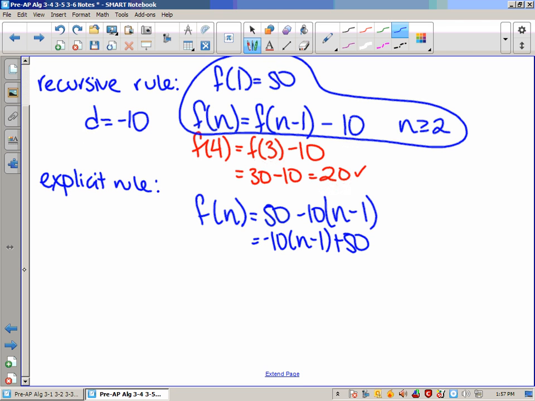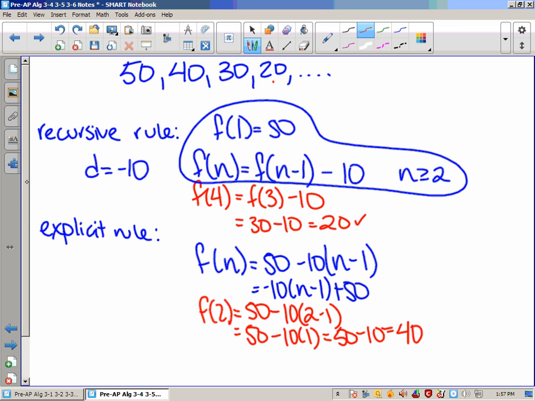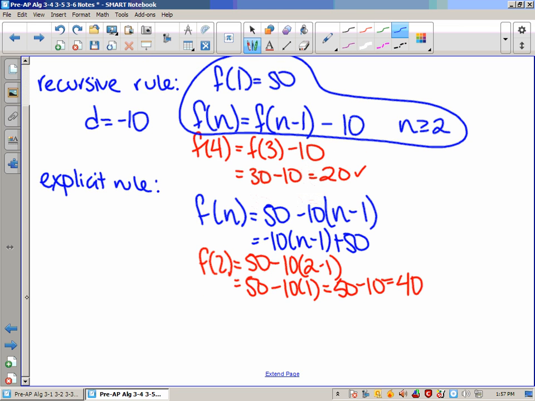So then if I want to check, let's find f of 2, the number in the second position. I would do 50 minus 10 times 2 minus 1. 2 minus 1 is 1. Negative 10 times 1 is negative 10. So 50 minus 10 is 40. So let's see, is the number in the second position 40? Sure is. So then that's right.